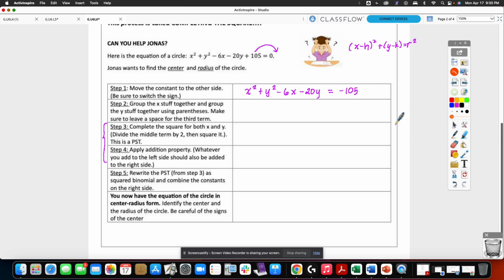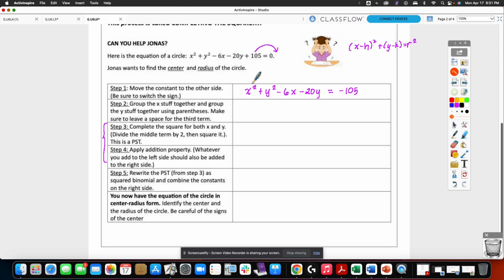So you're changing the sign. If it's negative, it becomes positive. If it's positive, it becomes negative. Okay? So that's the first step. Now, second step, it says here, group the x stuff together and group the y stuff together using parentheses. Make sure to leave a space for the third term because as I was saying, we will complete the square.